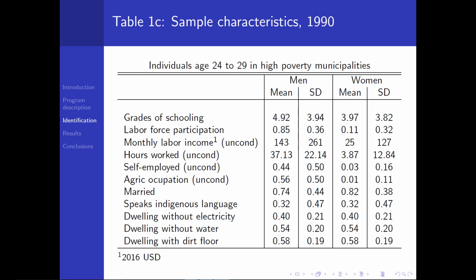Okay, and what else do I want to say? It's also a population that has a large proportion of indigenous people, about 32%. This is measured by reporting speaking an indigenous language. So the basic idea is a poor population with not very high levels of education.